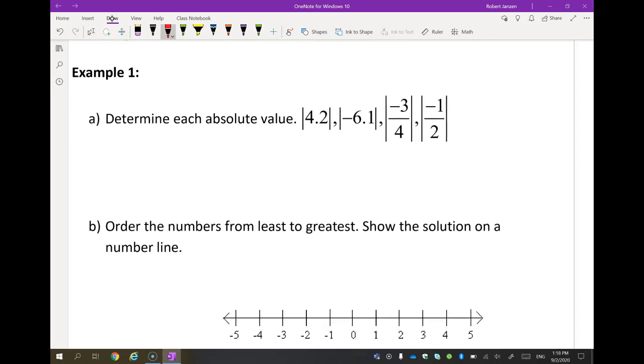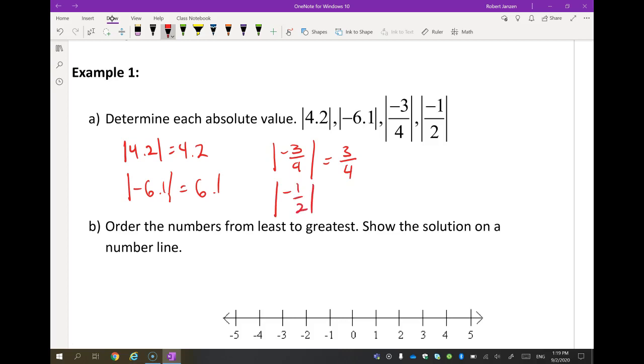What is the absolute value of 4.2? The absolute value of 4.2 is 4.2. Not very complicated. What is the absolute value of -6.1? It's 6.1. What is the absolute value of -3/4? It's 3/4. What is the absolute value of negative 1/2? It's 1/2. Okay?